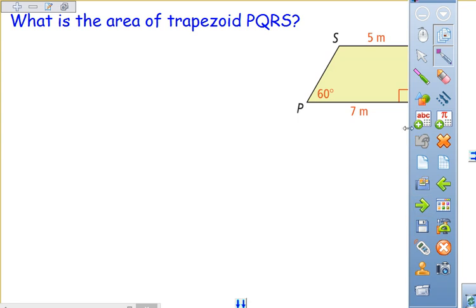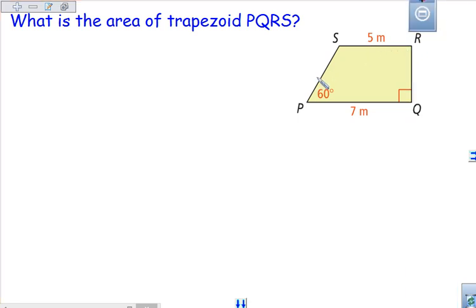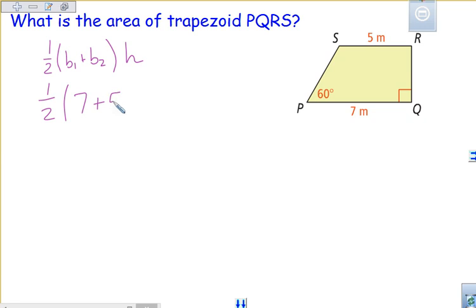Here's another trapezoid. What is the area of trapezoid PQRS? So area, 1/2 B1 plus B2 times the height. It looks like we have our two bases, so I'm going to plug those in. We're just trying to figure out what the height is. So I see a 60 degrees marked in there, so I'm thinking we're going to have to use our trig. So I'm going to draw in the height that we're trying to find right here, and I'm going to call it x. So it looks like I could use special right triangles if I want.